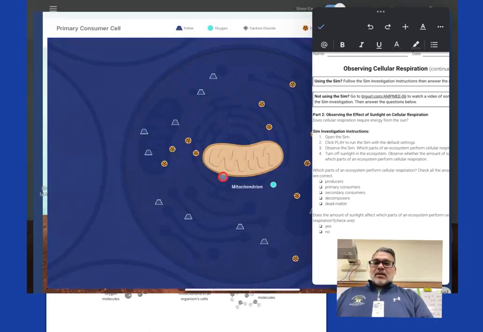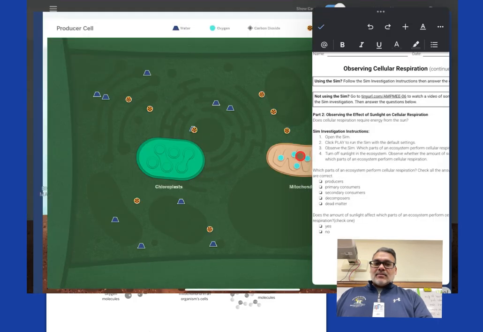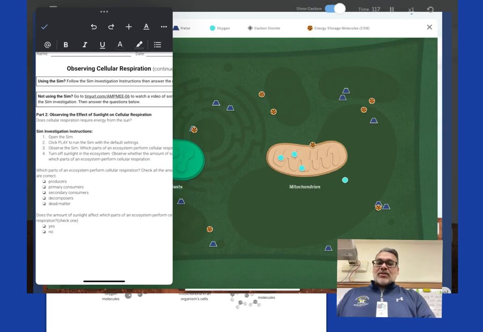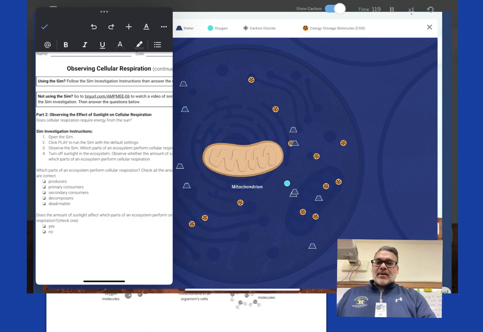Okay. Look at the consumers. Check that out. Notice here, I opened up the producers now. See the producers here? Cellular respiration is happening, but look here. Nothing's happening in photosynthesis in the chloroplast, but cellular respiration is still happening in the producers. So something to consider. Okay, great.